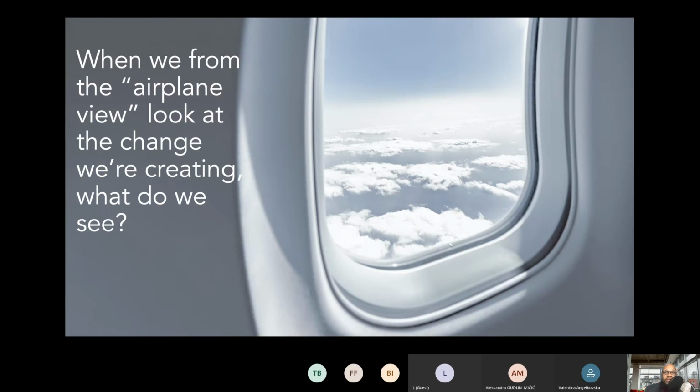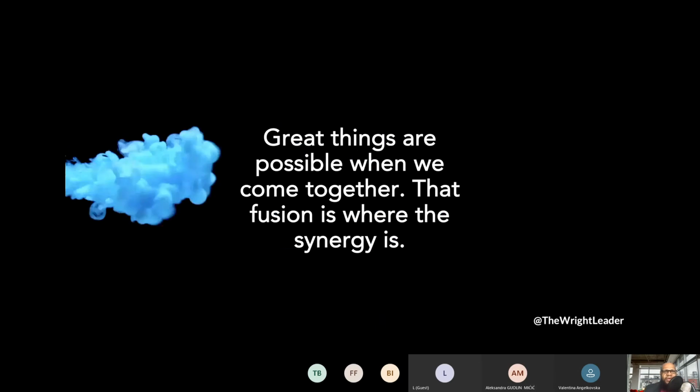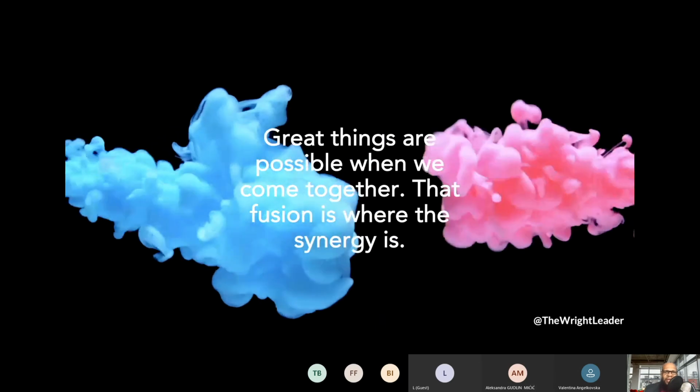and to understand and really ask ourselves, just as you see here on this slide, what change are we creating? What change do we see that we have helped to bring about? And again, I used some of those terms earlier, a catalyst, a change agent. What are some of those things, right? Great things are possible when we come together.